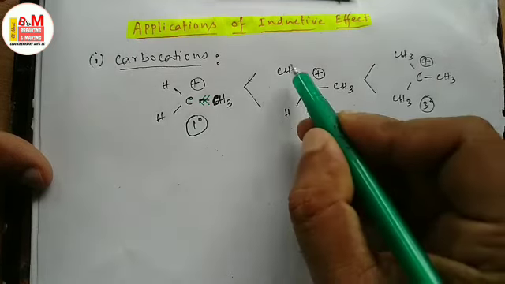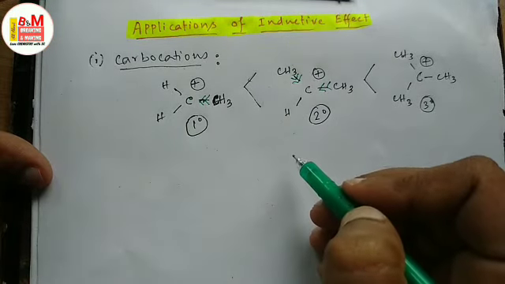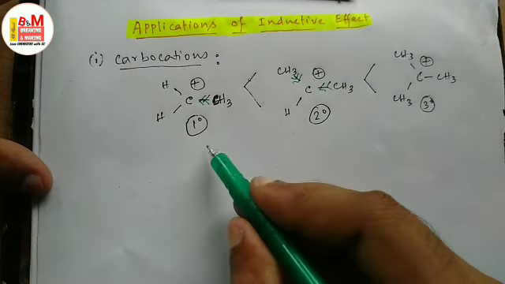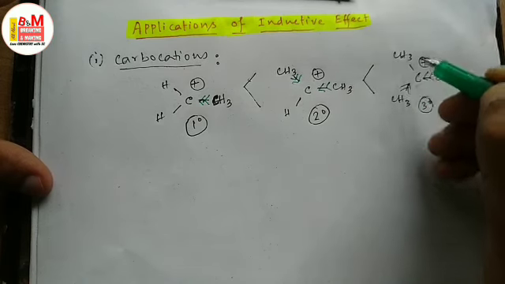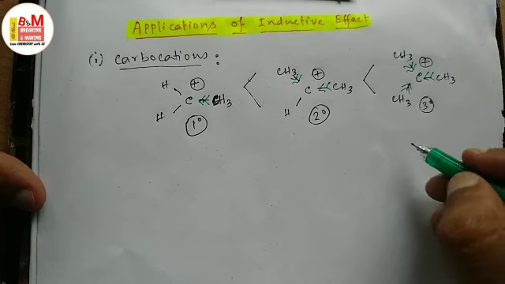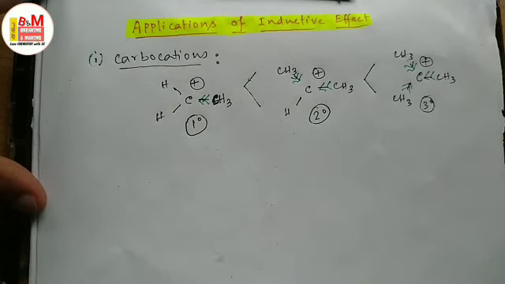Here, the number of electron donating methyl groups is 2. So here the extent of stabilization of this carbocationic center will be more than this, and here due to the presence of 3 electron donating methyl groups, the stability of this cationic carbon center will be the most. So in terms of inductive effect, we can explain the stability order of carbocations.